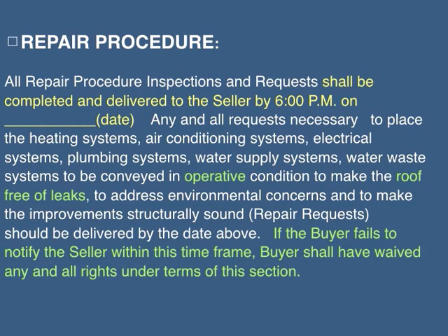Now it goes into exactly what the buyer can expect the seller to repair or fix. It specifically states any and all requests necessary to place the heating systems, air conditioning systems, electrical systems, plumbing systems, water supply systems, waterway systems to be conveyed in operative condition, to make the roof free of leaks, to address environmental concerns, and to make the improvement structurally sound, known as the repair request, shall be delivered by the date above. If the buyer fails to notify the seller within this time frame, the buyer shall have waived any and all rights under the terms of this section.